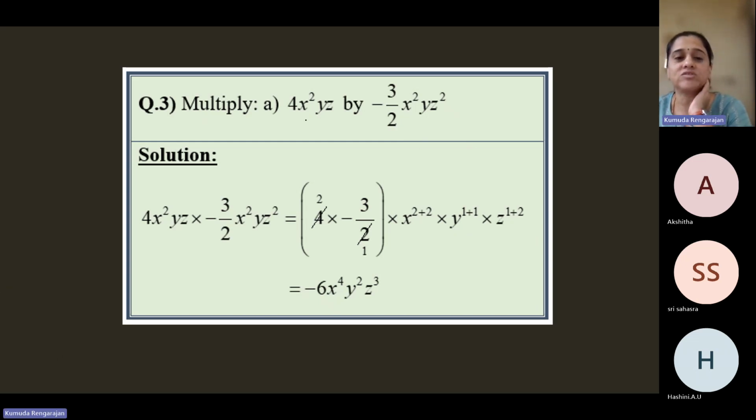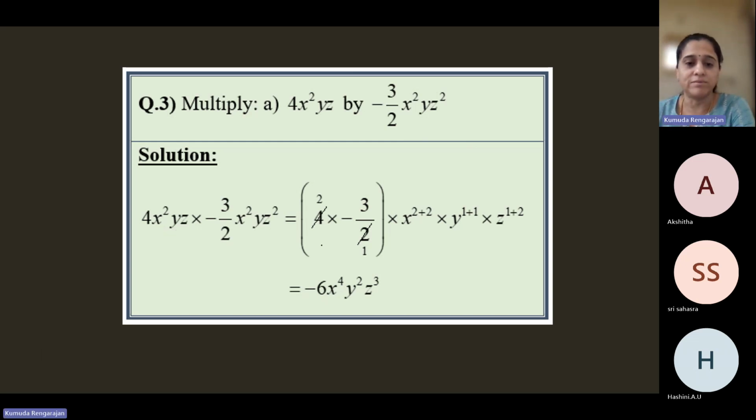Okay. So this one is a monomial. This is also a monomial. So we're finding the product of a monomial by a monomial. So how do you multiply? Multiply the numbers first. 4 into minus 3 by 2. Multiply the numbers and then multiply the letters. So we have x square into x square. Then y into y. Z into z square. Because by the law of exponents, base are same, multiplication, add the powers.